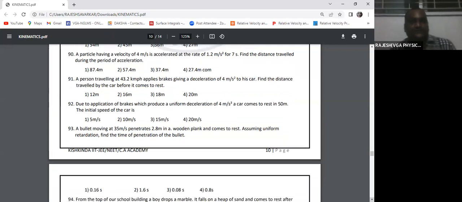Due to application of brakes, which produces a uniform deceleration of 4 meters per second square, a car comes to rest in 50 meters. The initial speed of the car is? So, what you have to use? They have given distance. Initial speed we have to find, final speed 0. So again, v square minus u square is equal to 2as.